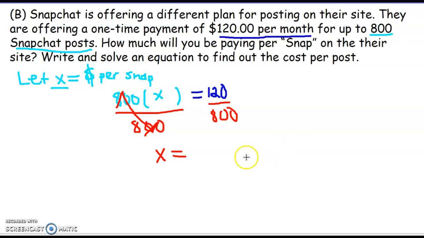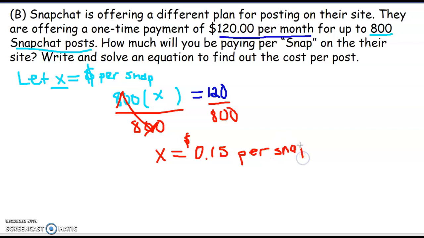Now this one ends up being 0.15. Now remember, we're talking about money, so I'm going to put a $ sign here. What does that 15 cents represent? Well, if I go back up to my let statement, it represents the cost per snap. So for this one, it's 15 cents per snap. Now the other one was 8 cents per snap, correct?